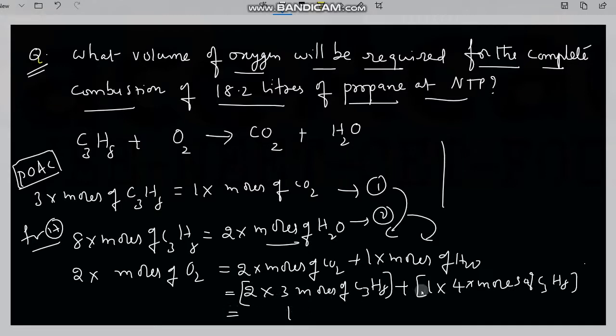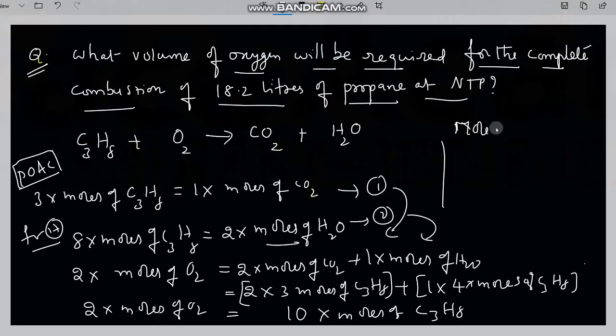So finally, what we can draw from this is the total: 2 threes are 6, 6 plus 4 is 10, so 10 into moles of C3H8. Here we have 2 into moles of O2, so moles of O2 will become equal to 5 times moles of C3H8. C3H8 is nothing but propane.